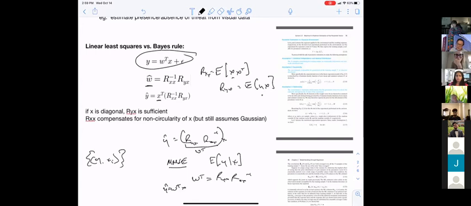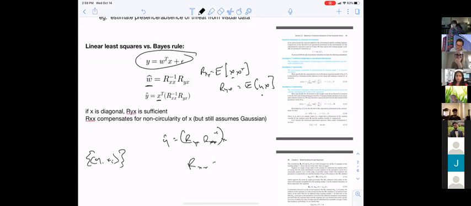Okay, but let's look at what these terms actually look like. RYX, RXX, and what does RXX inverse actually do? So again, RXX is equal to the expected value of X X transpose, right? So what happens if RXX is the identity? That means that the elements of X are all unit norm and uncorrelated with each other, right? That's a perfectly possible thing. In which case, you could just get rid of it. Y hat equals RYX X for that case, right?